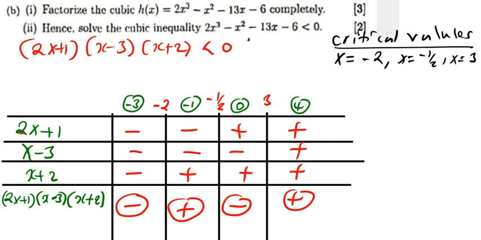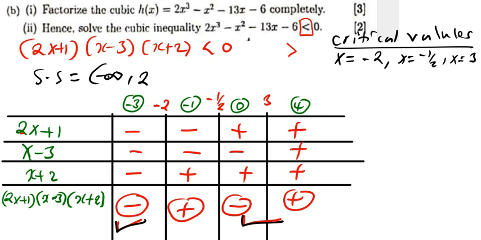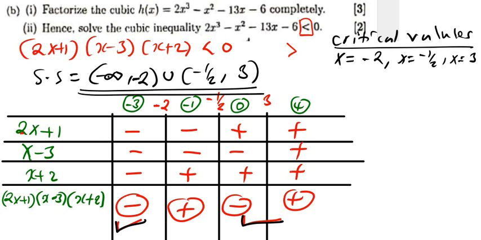The question is less than. Whenever it's talking about less than, you always get the part giving you negative. If it's talking about greater than, you are going to pick the part giving you positive. So in this case, the answers are these. The solution set is starting from negative infinity all the way to negative 2, but not included because it's just less than. Union, we jump, then starting from negative half all the way to 3, not included. So this is the answer.